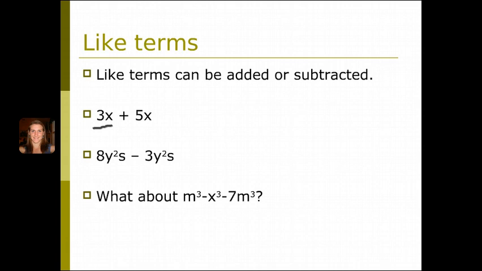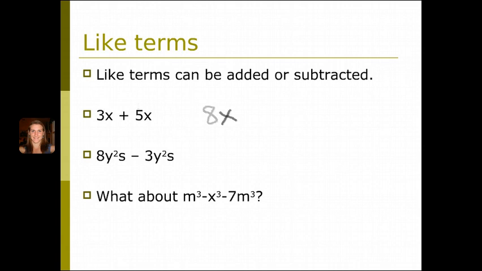So we know that we have a positive 3x that we are combining with a positive 5x. So all you do here is add the two together. We're going to add the 3 and the 5 to give us 8, and you keep what made them alike, which was the x. So we have 3 x's plus 5 x's give us 8 x's.